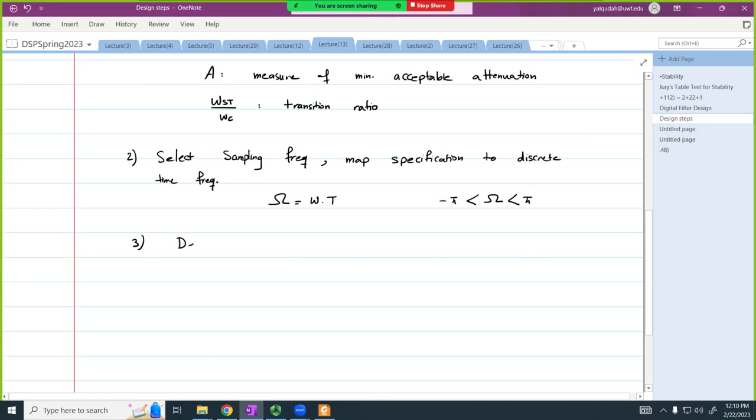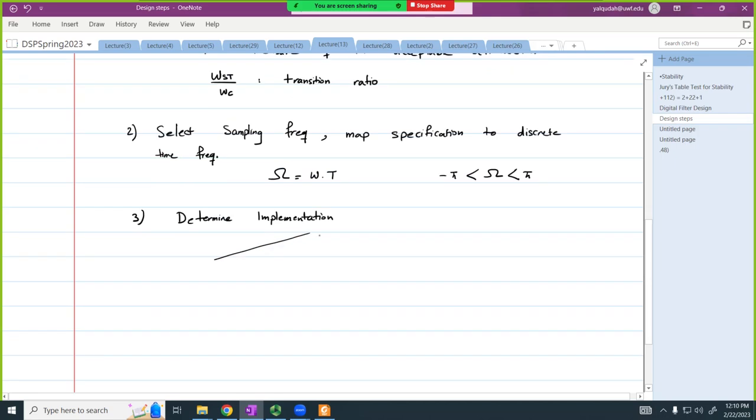the third step is to determine the filter implementation. What are the choices that we have? We can have two types of filters. We can have an IIR filter, where H of Z is equal to B of Z divided by A of Z. Or we can have an FIR filter, where H of Z is just equal to B of Z. There is no A of Z.